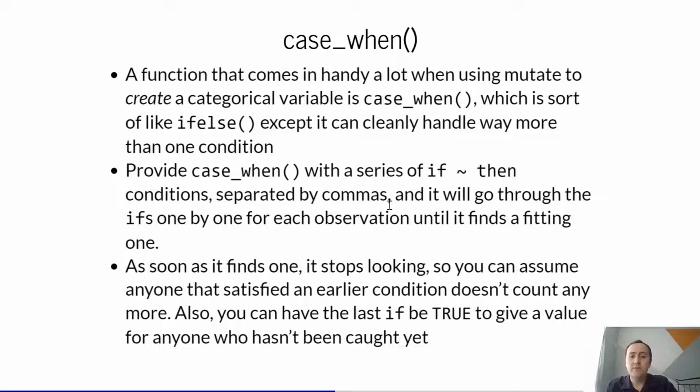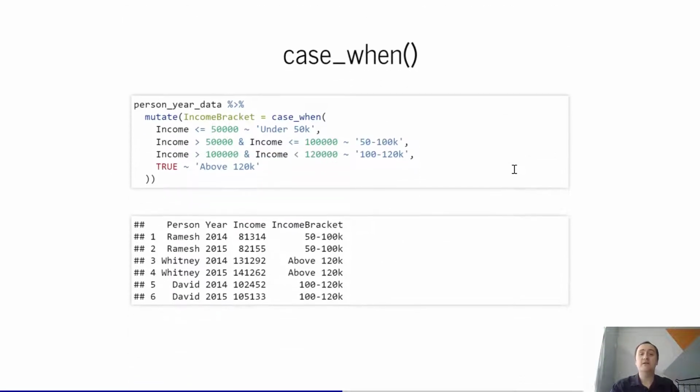So you provide case when with a series of if-then statements, and then it goes through your data one by one and just checks whether each statement applies to that row. And if it does, it assigns a value. As soon as it finds one, by the way, it stops looking. So you can assume that anything that satisfies a condition up here is not going to fall into a condition down there. So here's an example of how that looks.